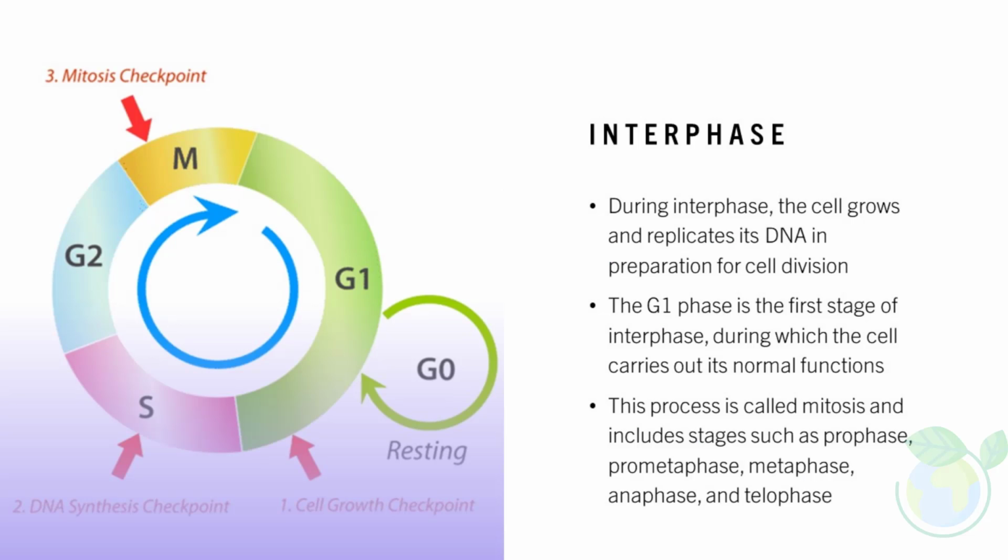Interphase. During interphase, the cell grows and replicates its DNA in preparation for cell division. The G1 phase is the first stage of interphase, during which the cell carries out its normal functions. The S phase is the stage in which DNA replication occurs. Finally, the G2 phase is a short period of growth and cell checkpoint before the cell enters the mitotic phase. During the mitotic phase, the cell physically divides into two daughter cells. This process is called mitosis and includes stages such as prophase, prometaphase, metaphase, anaphase, and telophase.